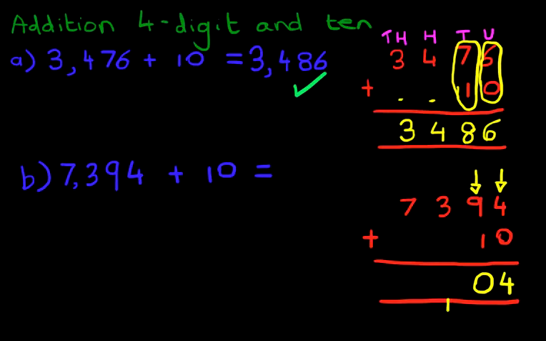We're now going to do the hundreds column. We've got 3 plus 0. Don't forget this 1 over here. So 3 plus 1 is 4. And finally, we're going to do the thousands column. We've got 7 plus nothing, so that remains as 7. And we have our answer.